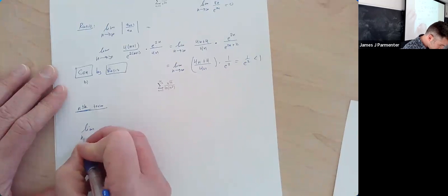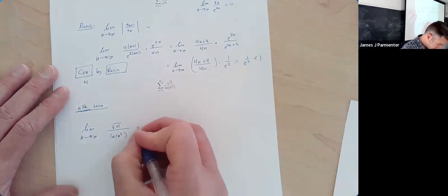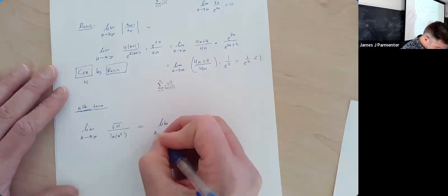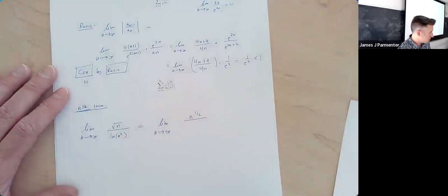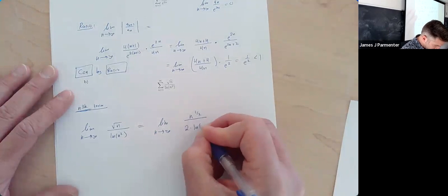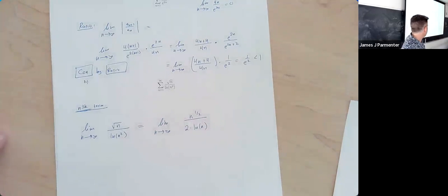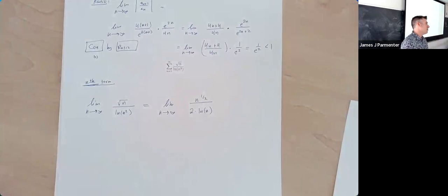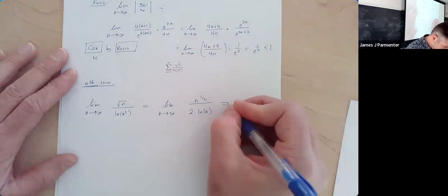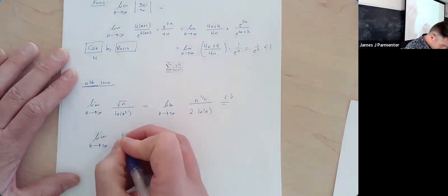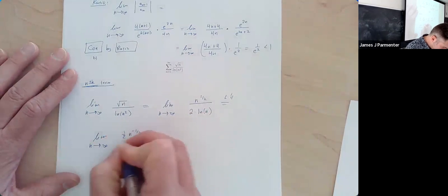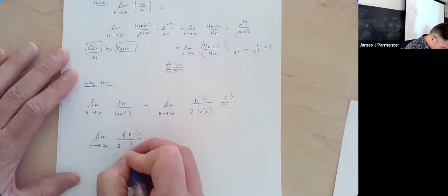I say, oh, limit as n goes to infinity of the square root of n over the natural log of n squared. Before I use L'Hopital's rule, because I'm going to use L'Hopital's rule, I'm going to write this as n to the 1/2, and I'm going to bring down that 2, so it's 2 times natural log of n. It's not saving you that much work, but it is saving you some work. Then we apply L'Hopital's rule, and oh, look, we get the limit as n goes to infinity of 1/2 n to the minus 1/2, over 2 times 1 over n.